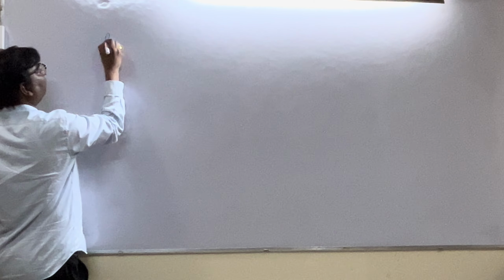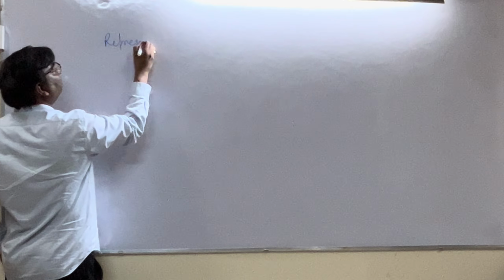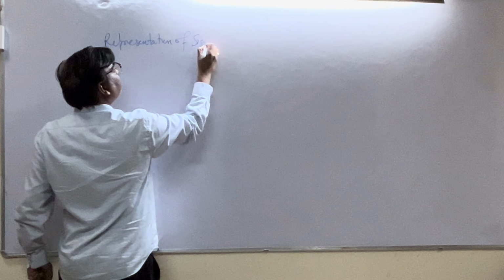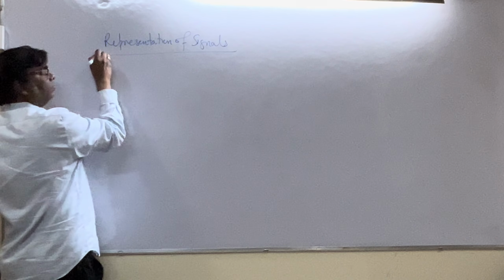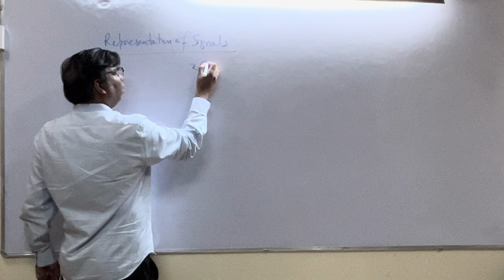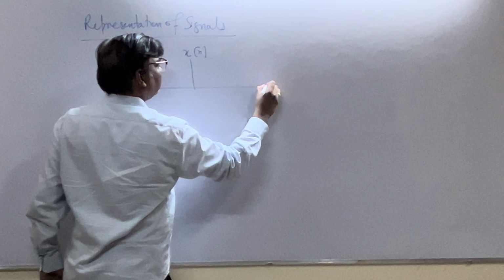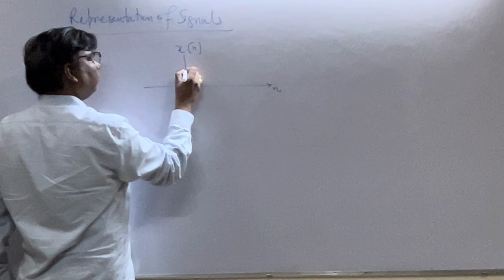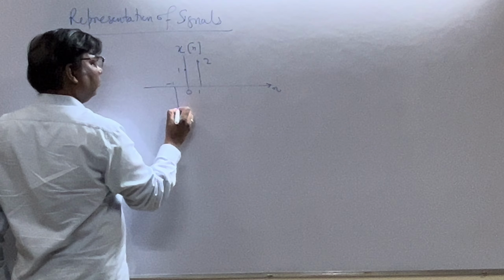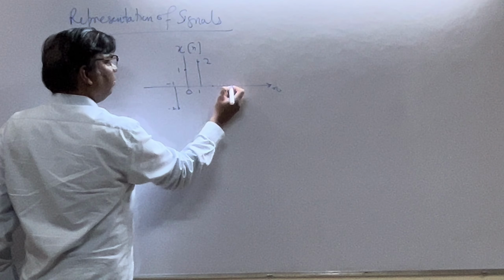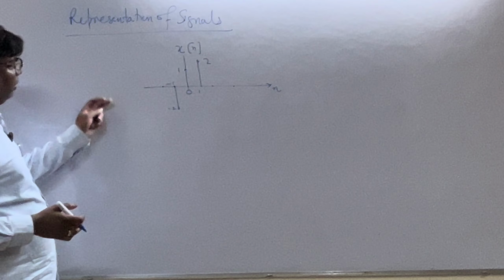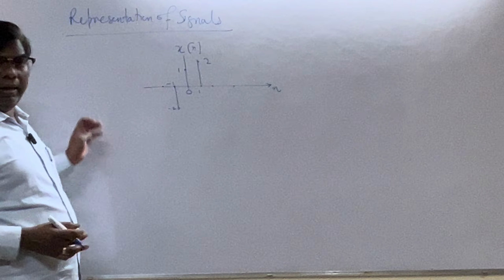Representation of signal. Suppose a graphical signal is given to you like this. Elsewhere 0. So we can represent this signal in three ways.